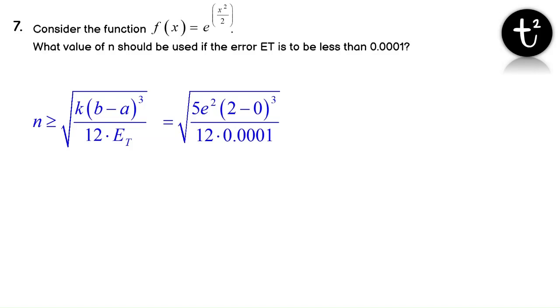So my k value is still the same as before, 5e squared times 2 minus 0 cubed divided by 12 times 0.0001. So when I evaluate, I get 496.288. We know that n has to be a whole number. 496 will be too small, so I will always round up to the next integer. So n will be equal to 497.